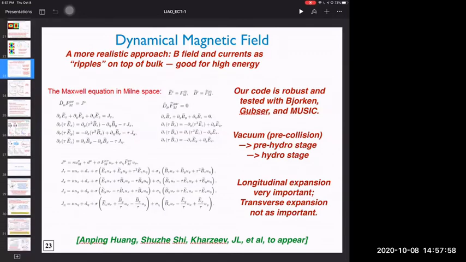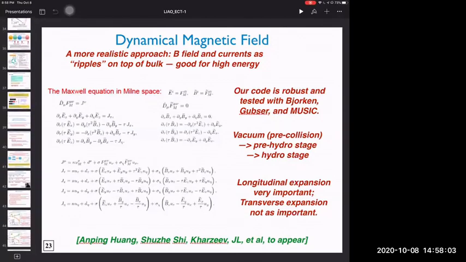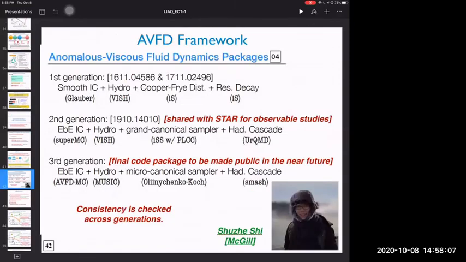In our AVFD calculation, we just use a simple time dependence. Namely, in this part, we use a simple time dependence. The spatial distribution is still from simulation. The time dependence is just a simple parameterization. But what we eventually will do is integrate this code with the magnetic field Maxwell equation solving module. Those two will be glued together. And then we have a fully dynamical calculation of both the magnetic field and the CME current.